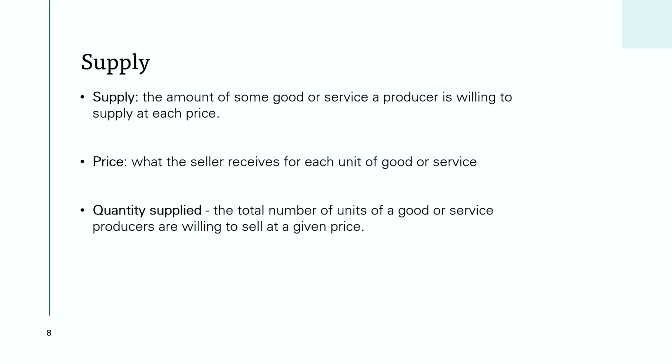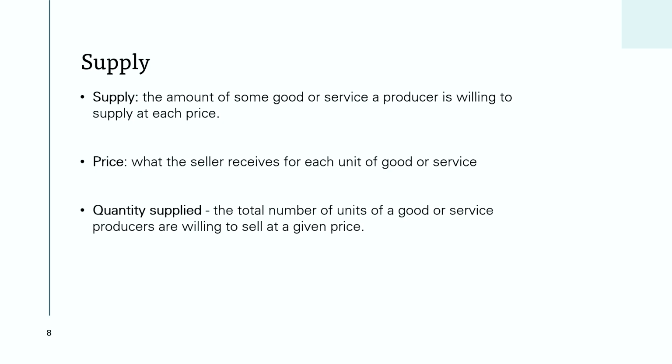Now let's switch to the producer side and define supply. Supply is the amount of a good or service that producers are willing to sell at each price level. Price represents the revenue the seller receives per unit sold. Quantity supplied is the number of units firms are ready to produce at a given price.